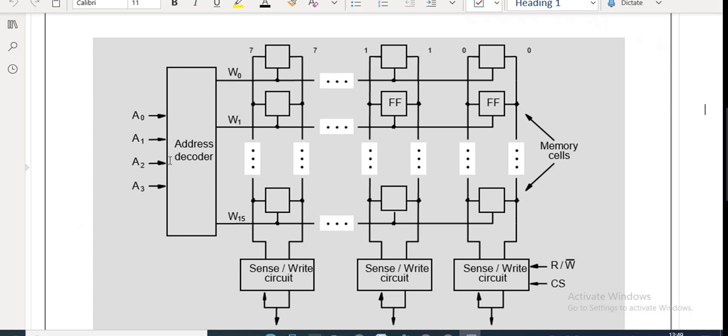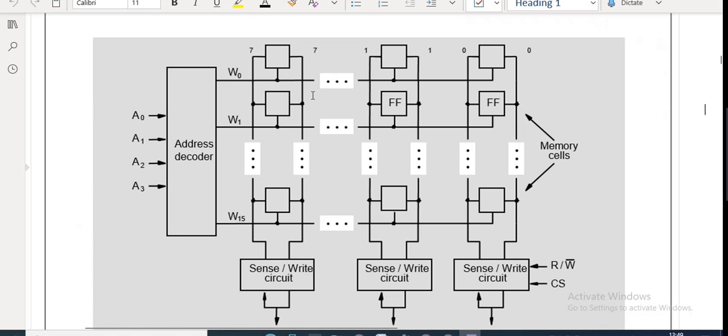So this we have already discussed. Any doubt in this? Here the number of bits is 4. So 2 power 4 is 16. That means now I can have 16 addressable locations, that is W0 to W15. Clear?